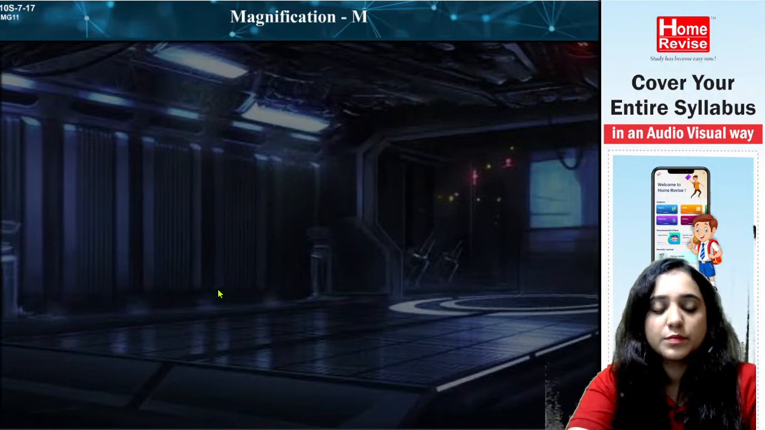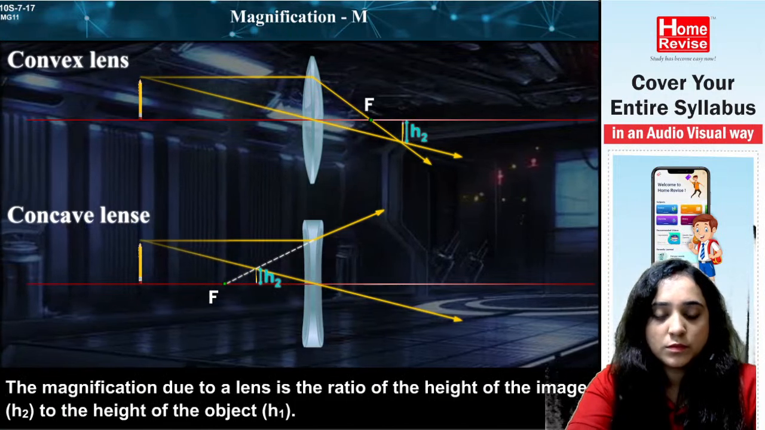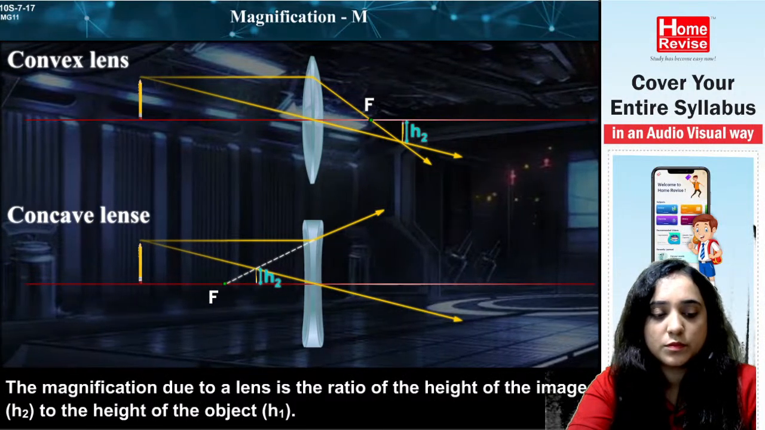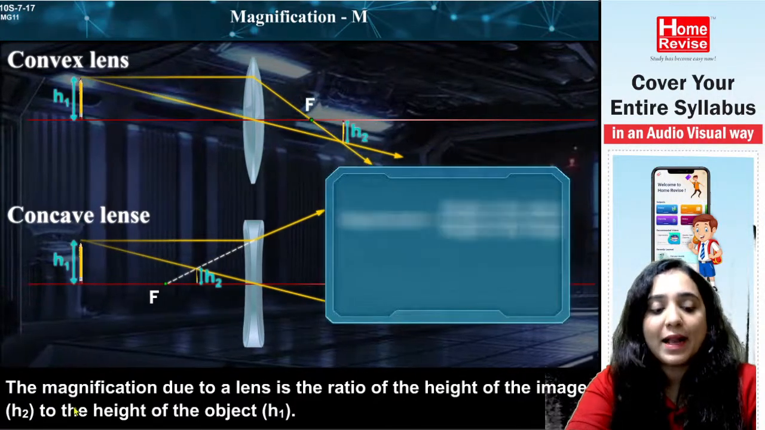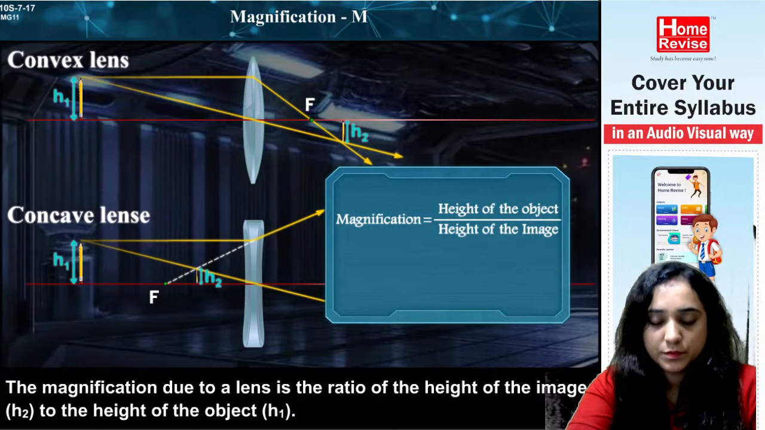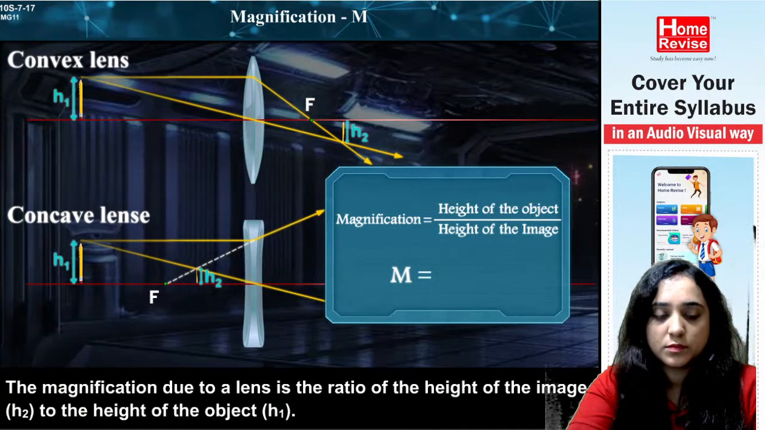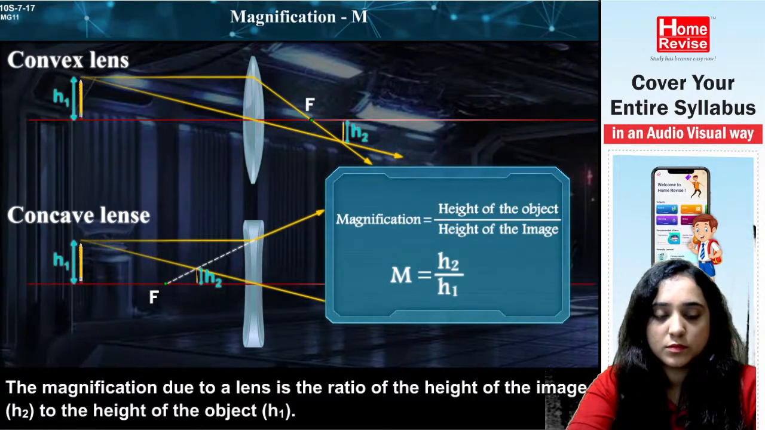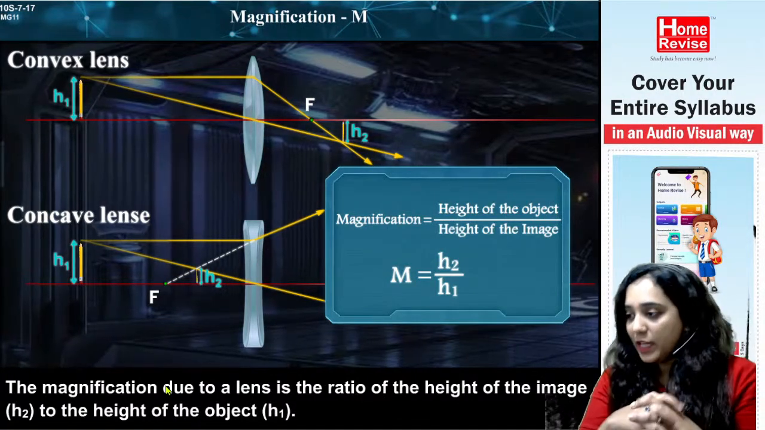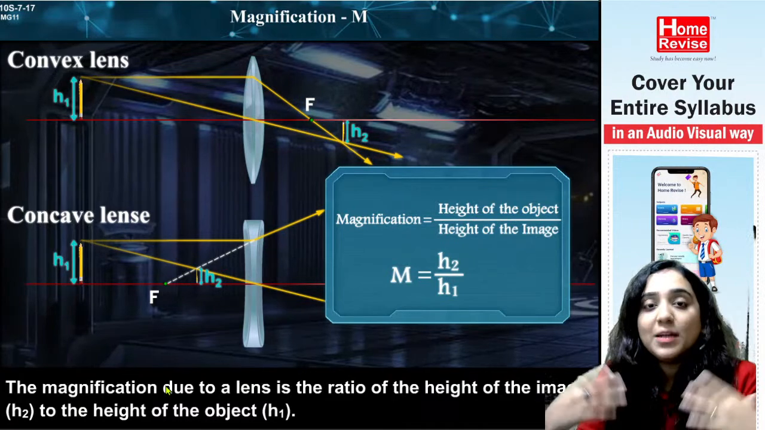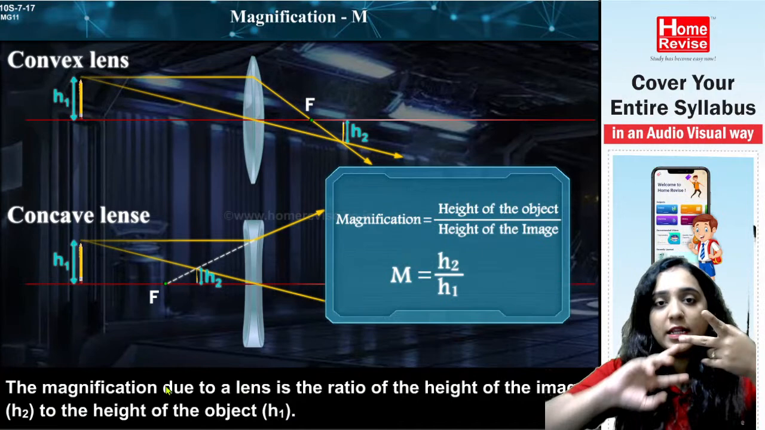Magnification m. The magnification due to a lens is the ratio of the height of the image h2 to the height of the object h1. That is, m is equal to h2 upon h1. So when you want to find the magnification of a lens, you have to find it in the ratio format.